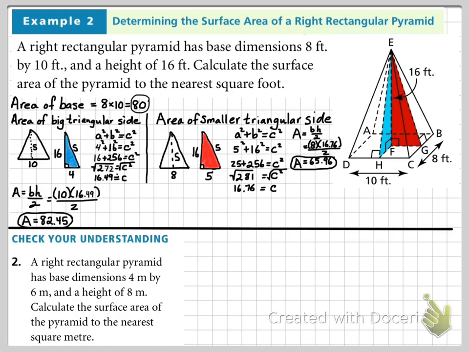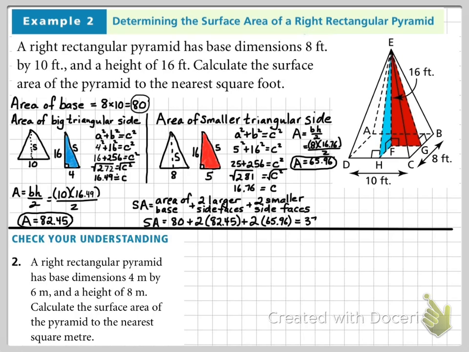So here we go. Using those three figures, the total surface area is going to be the area of the base, which is 80, plus 2 times the larger side faces, which are going to be 82.45, plus 2 of the smaller side faces, which are going to be 2 times 65.96. And the total thing is going to be 376.82, or 377 square feet.